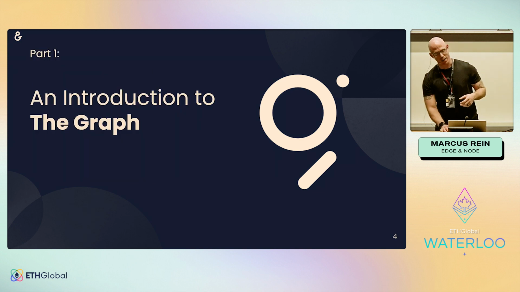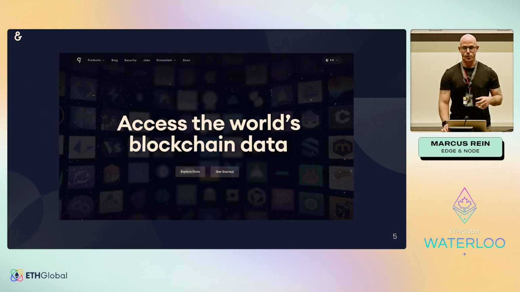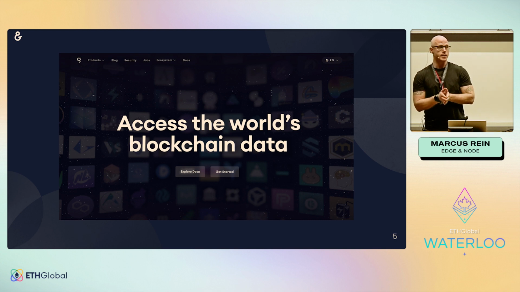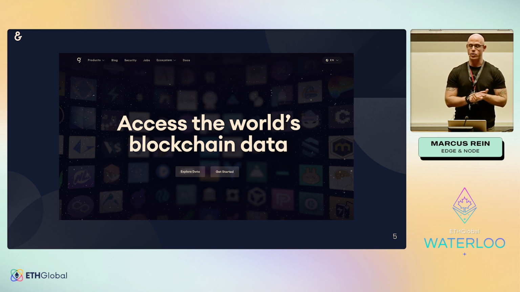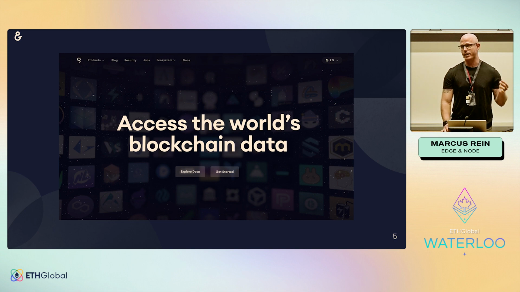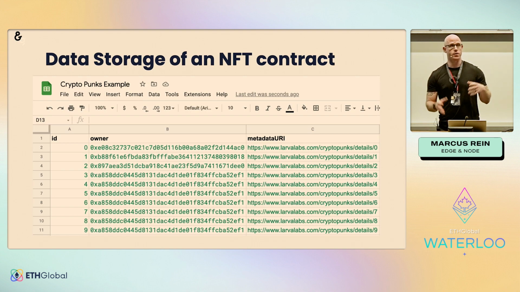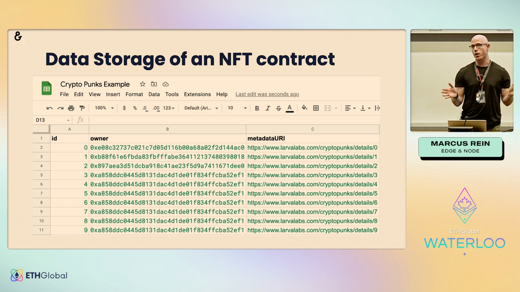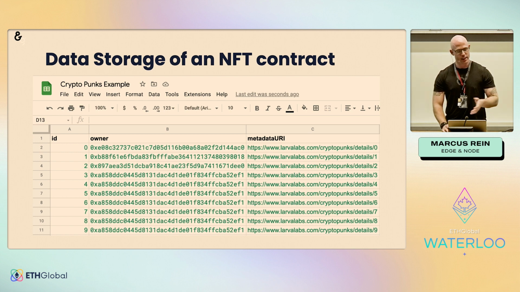First, an introduction to the graph. So when you go to thegraph.com, the first thing you're going to see is this: access the world's blockchain data. Let's go ahead and parse that. Let's see what that means. We're going to go all the way down to the smart contract layer. First things first, a smart contract really is just a bit of data storage. That's all it is. This is a CryptoPunks example, kind of a mock-up, where it's just some data. That's all it is.